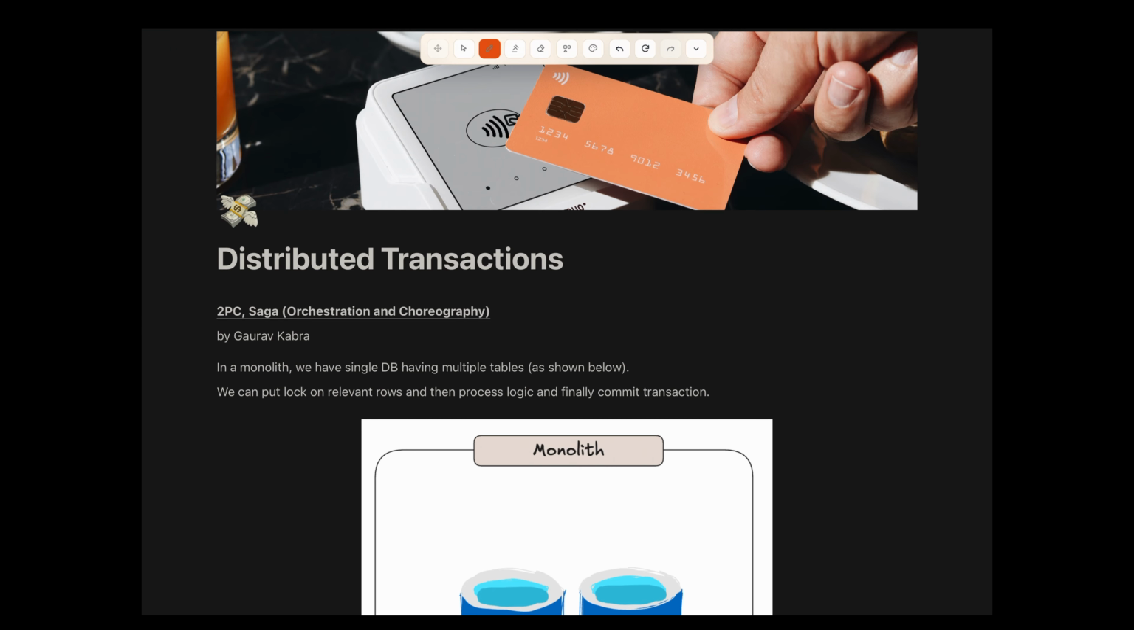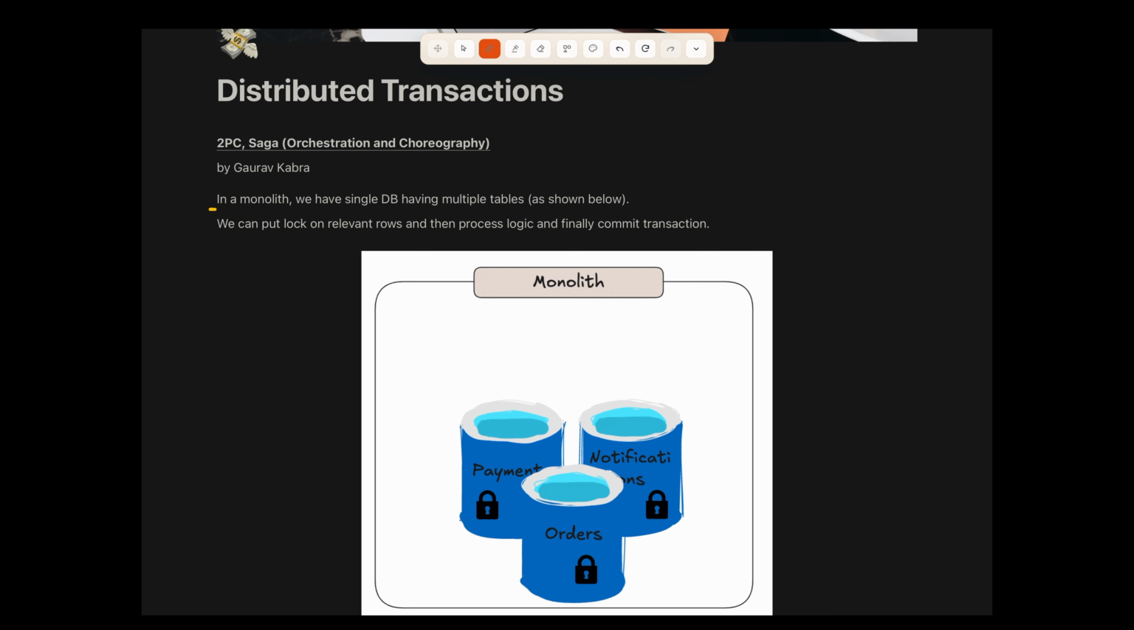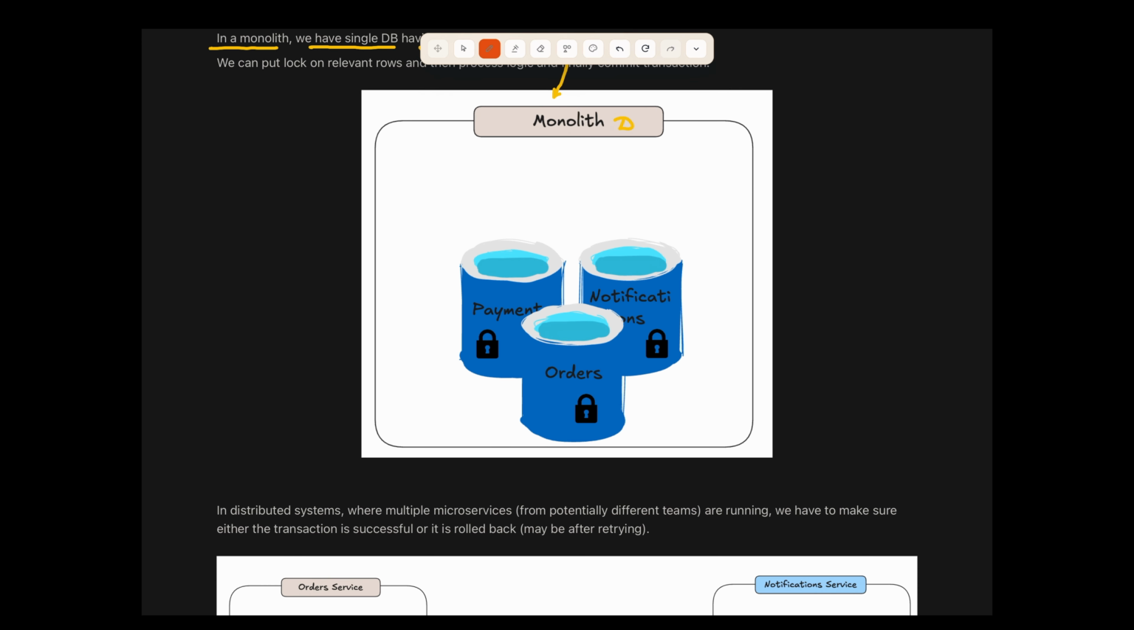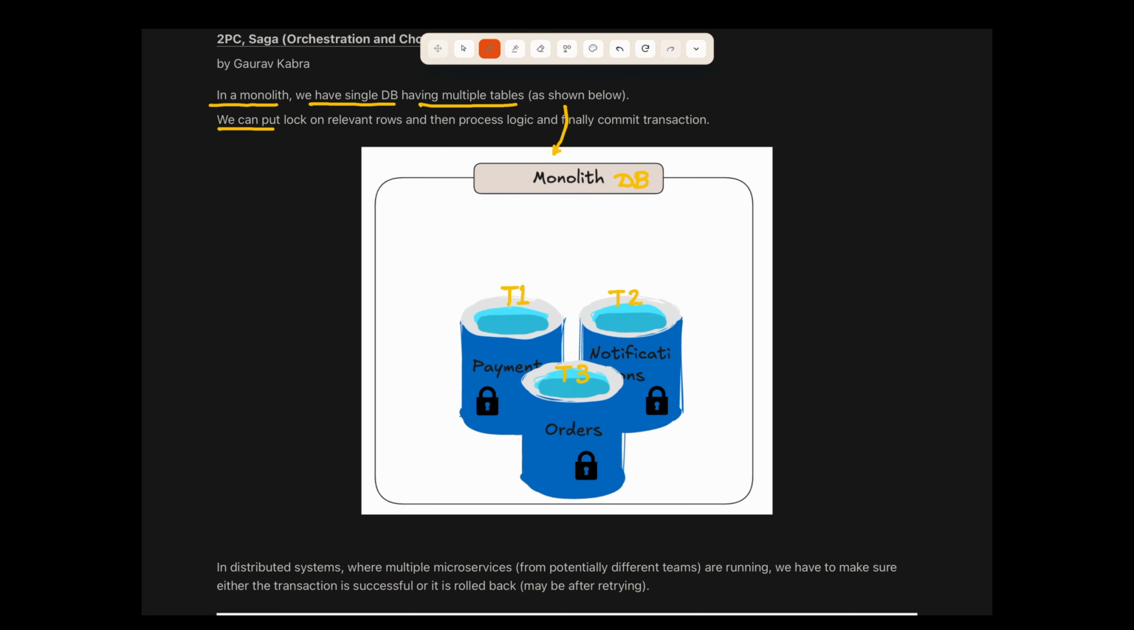Let's get started. In a monolith, we have a single database having multiple tables. This can be seen in the image, where this is a monolithic database and I have three tables. Table 1 is for payments, table 2 is for notification, table 3 is for orders. We can put a lock on relevant rows, then process the logic and finally commit the transaction.